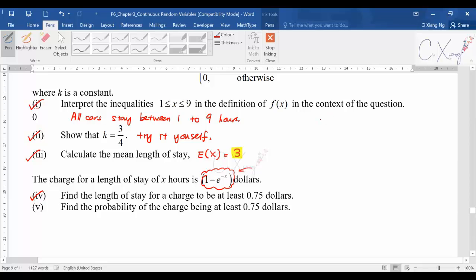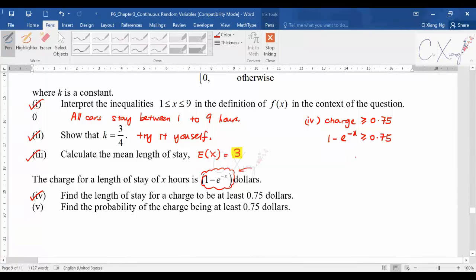Okay, so for part number 4, if you want to find out the answer, they are talking about the charge, which is at least. So at least means more than or equal to $0.75. So what is the equation of the charge here? The equation of charge is 1 minus e to the negative x, greater than or equal to 0.75. They ask for the length of stay, which means the x. So by using this inequality, they actually want you to calculate the value for x.